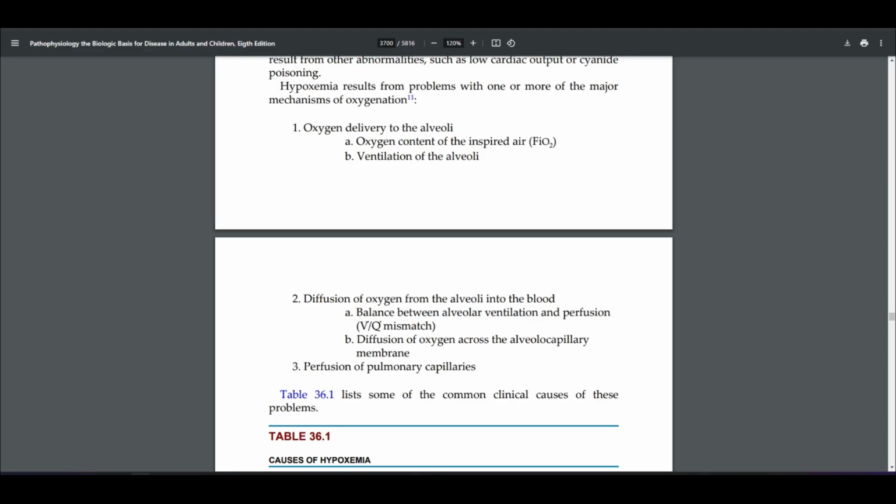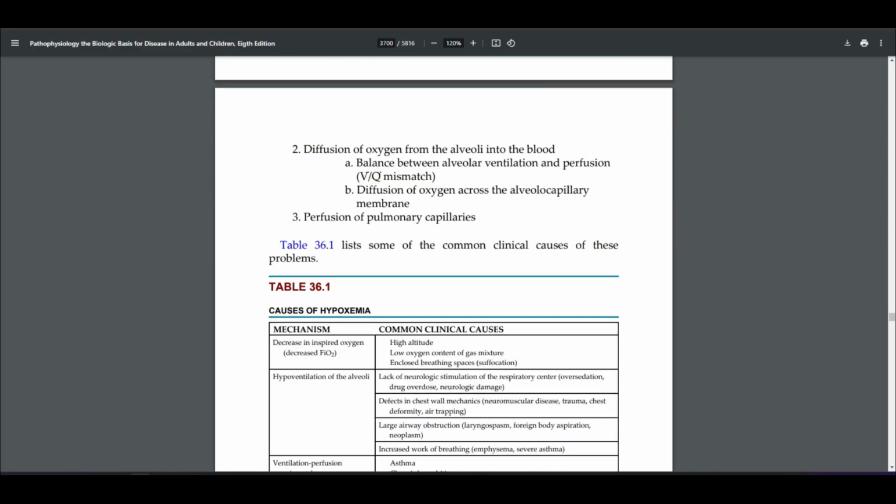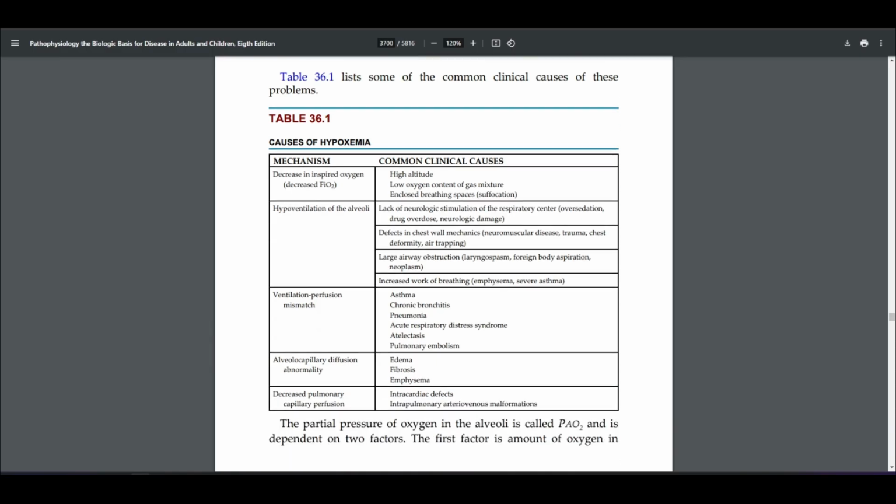So, one, oxygen delivery to the alveoli: the oxygen content of that inspired FiO2 and the ventilation of the alveoli. Or two, diffusion of oxygen from the alveoli into the blood: the balance between that alveolar ventilation and perfusion, that VQ mismatch, and diffusion of oxygen across the alveolar capillary membrane. Or three, perfusion of the pulmonary capillaries. And here are some lists of common problems that cause these.